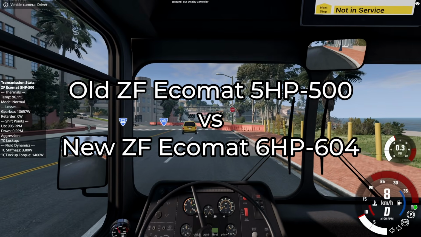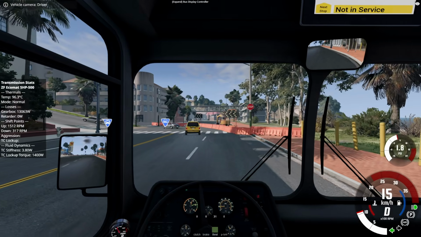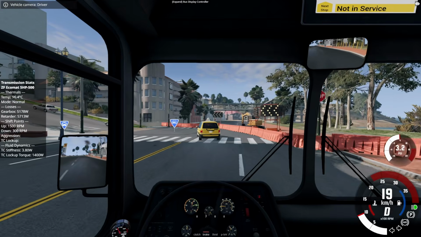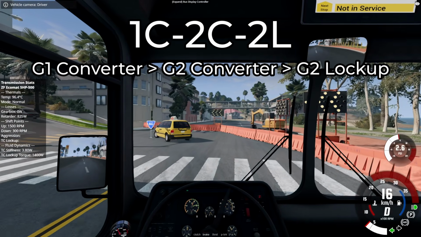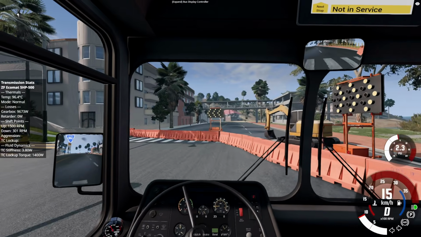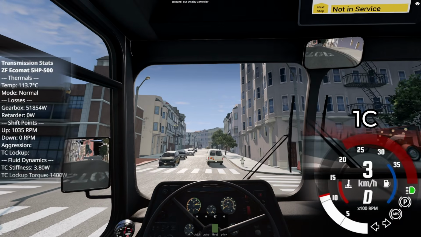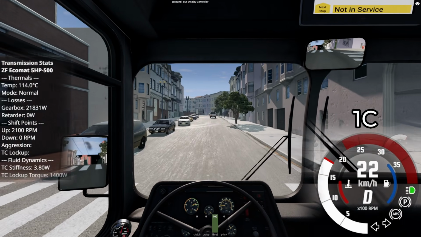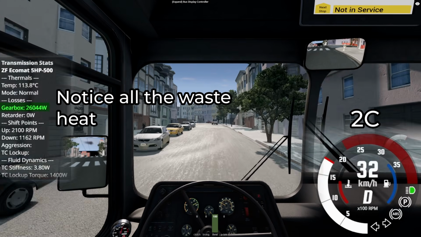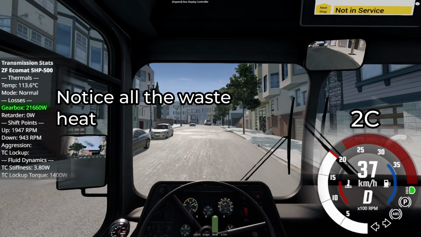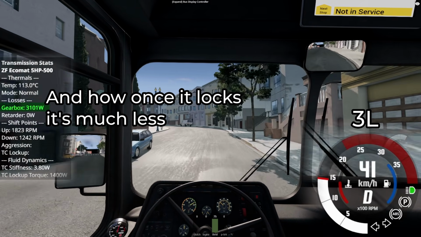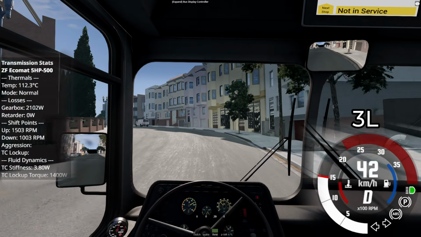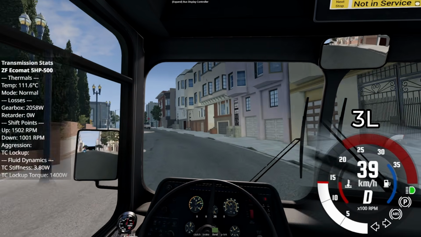Now, time for the main stuff, how the heat is simulated. Let's look at the ZF EcoMat 5 HP500. This is an older unit which follows the 1-2-3-4-5 torque converter lockup, similar to an Allison. On the screen, you'll see it stays unlocked for a long time. It doesn't lock up until it's already moving pretty fast, which is really inefficient, as every time you pull away from a stop, you're dumping massive heat into the oil, as the speed difference creates lots of slip.